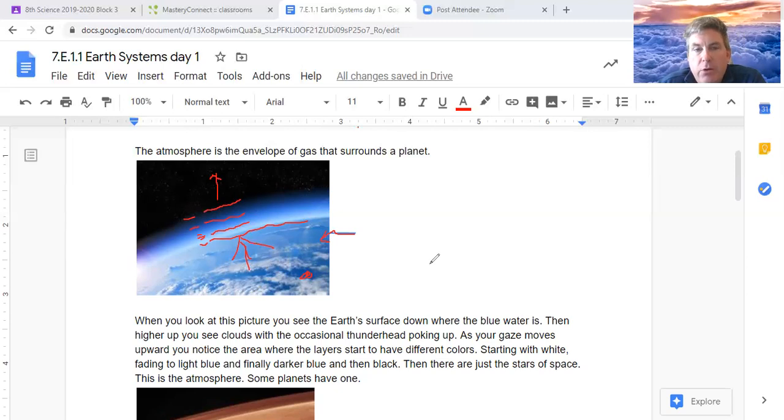So most planets, actually, most planets have some sort of atmosphere. Now, does the fact that they have an atmosphere mean people or anything can live there? Not necessarily.